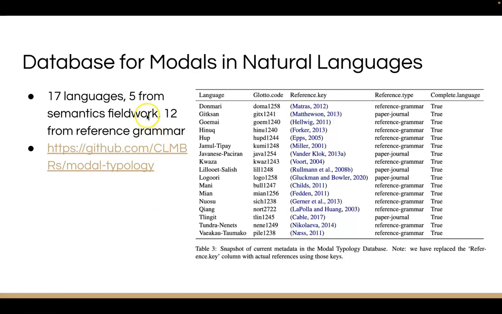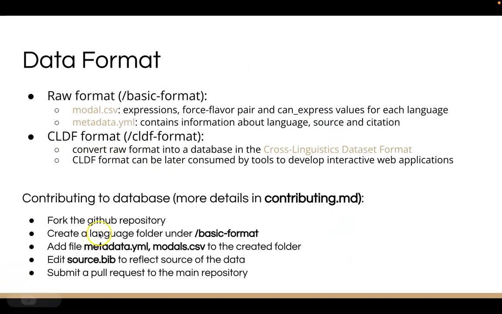5 are from targeted semantics fieldwork, and 12 are just from generic reference grammar. And here's the GitHub URL for the database. So here are some details about our data format.